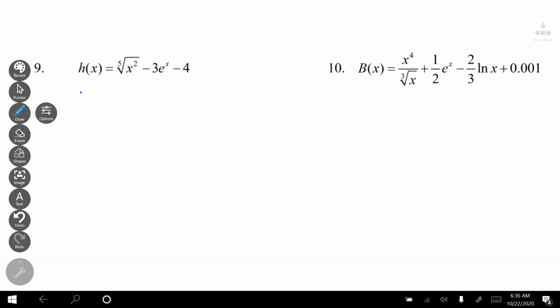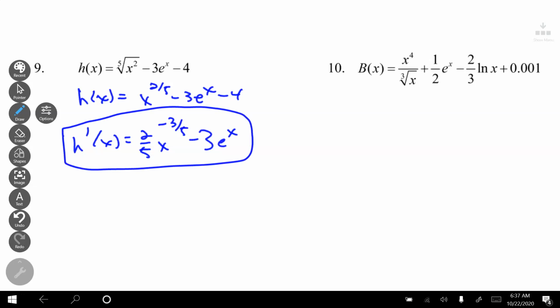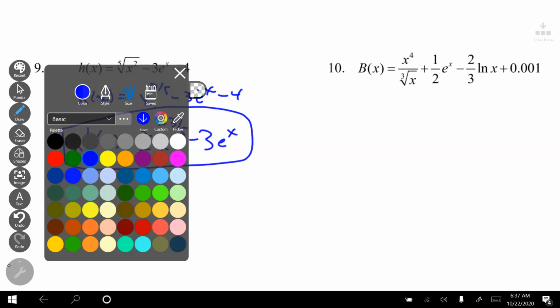So I'm going to rewrite this problem so I can take its derivative. Derivative of e to the x is e to the x, and there's a negative 3 in front of it, so it just goes along for a free ride. Pretty easy problem.